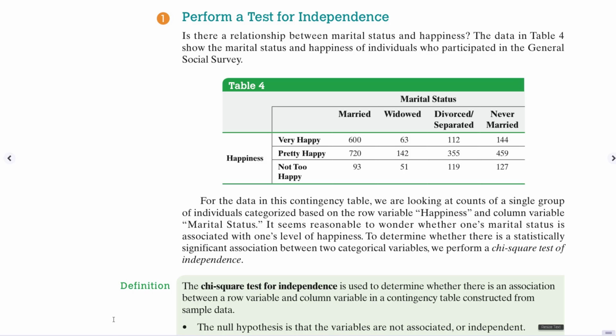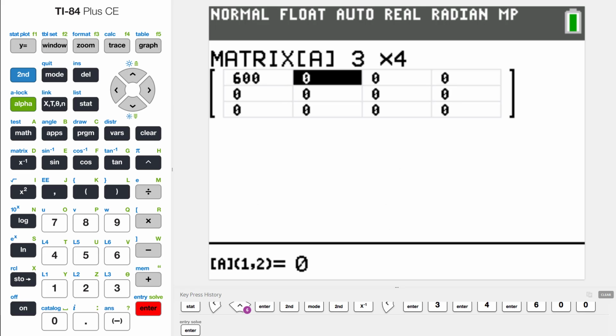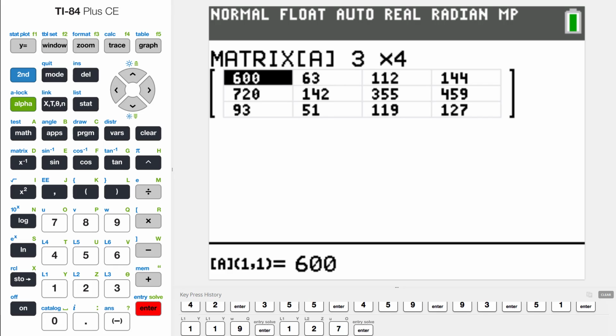So the married, very happy is 600. In order to key that in, you just go back to the calculator, type 600, and press enter, and it moves to the next entry, as you can see. So let's get this keyed in. After you've keyed in those observed counts, your matrix should look like this. And now you're ready to key in the expected counts.